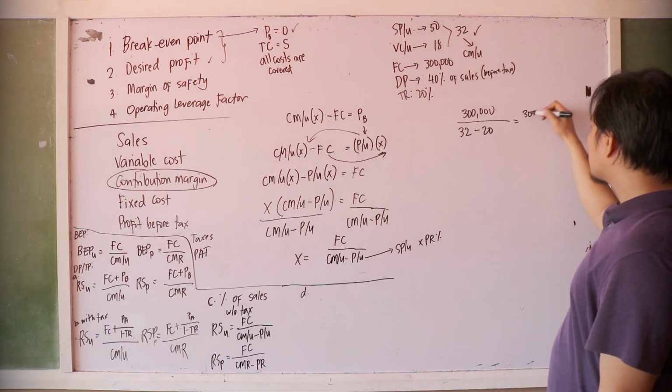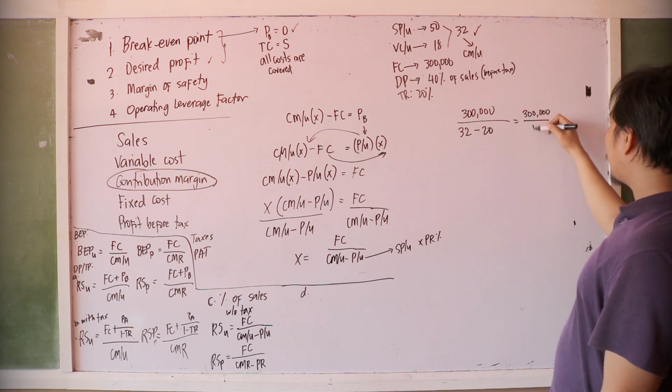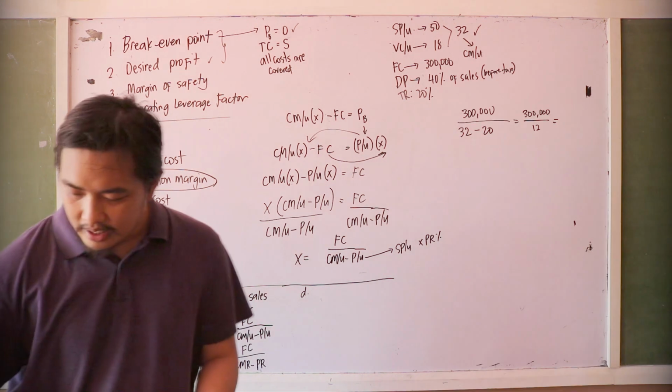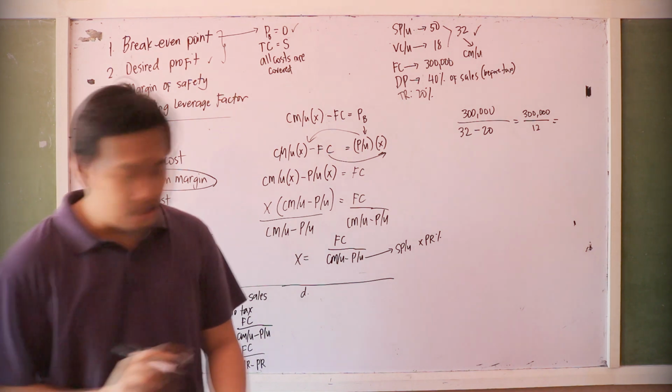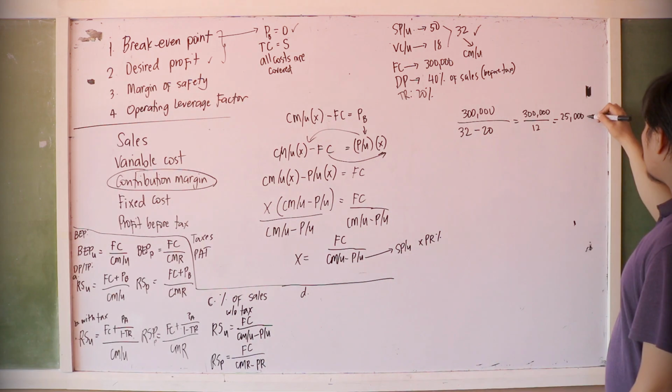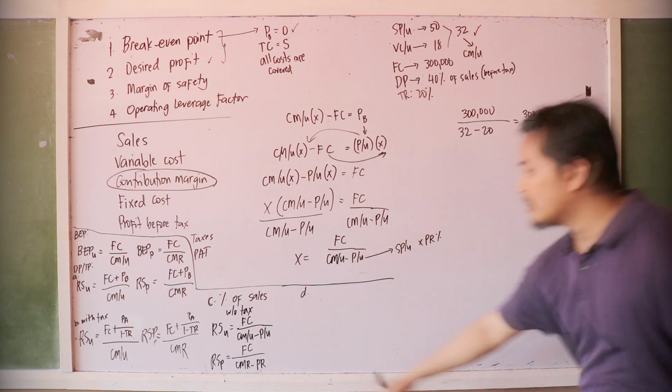So 300,000 divided by 12. 300,000 divided by 12 is equal to 25,000 units. Try natin ito.